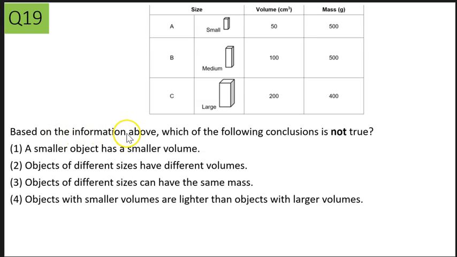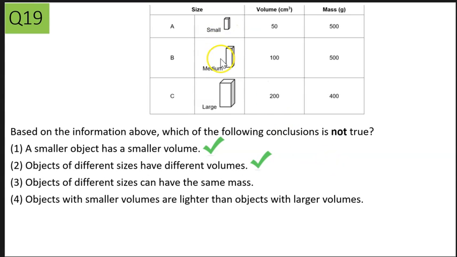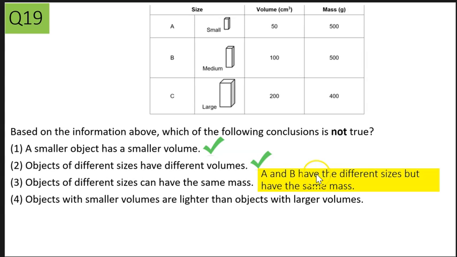Based on the information above, we are supposed to find the conclusion that is not true. By comparing the size and the volume, you will notice that option 1 and 2 are true. The smaller the size, the smaller the volume, and all the different sizes have different volumes. So 1 and 2 are true. Now let's take a look at option 3. Let's compare the size and the mass. You will notice that A and B have different sizes but have the same mass. So option 3 is correct.